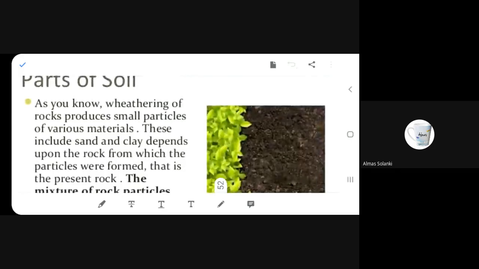Parts of soil. As you know, weathering of rocks produces small particles of various materials. These include sand and clay depending upon the rock from which. Just a moment, beta. It is "these," not "this." You pronounce it as "these." There's a difference between "this" and "these."